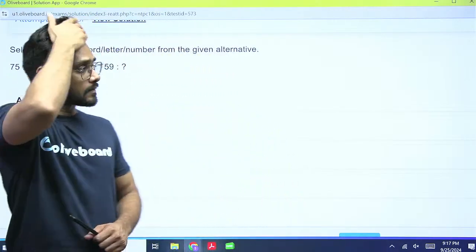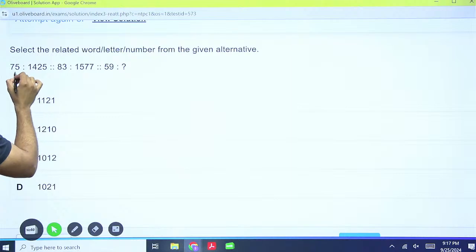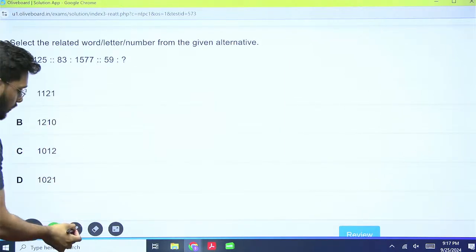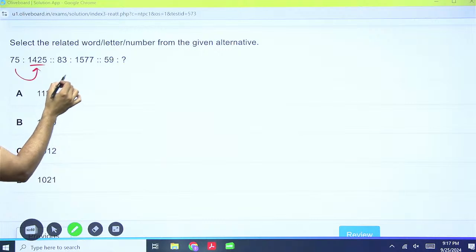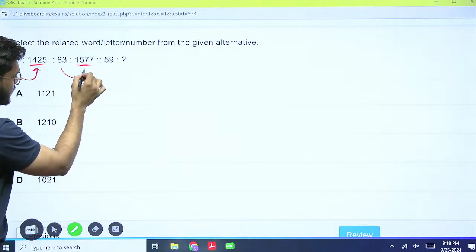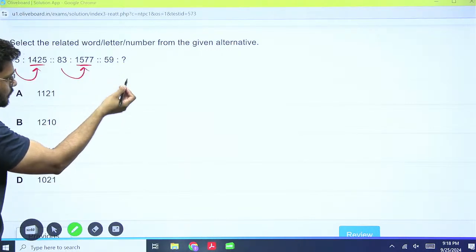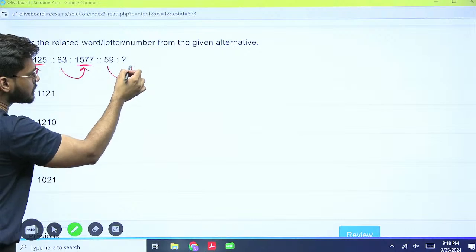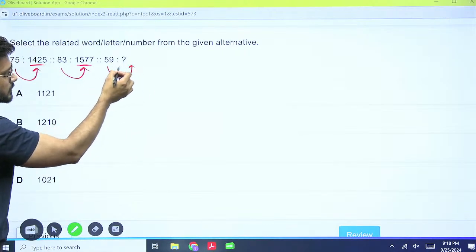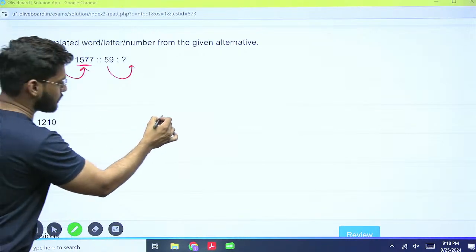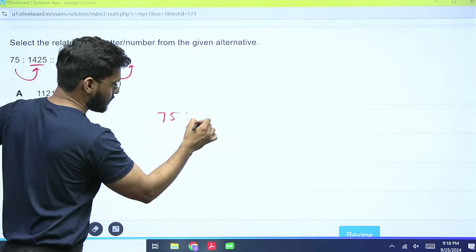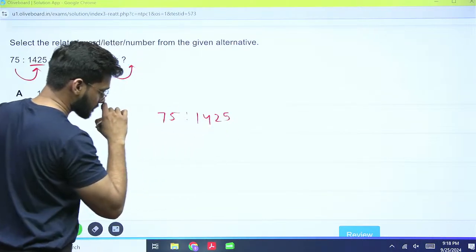Okay. 75, how we can make this 1425 with 75, how we can make this 1577 from 83, and while using the same logic, what number should come over here in place of the question mark with 59, with the help of these two logics behind. Okay, so what is the logic behind this pattern? 75, 1425.